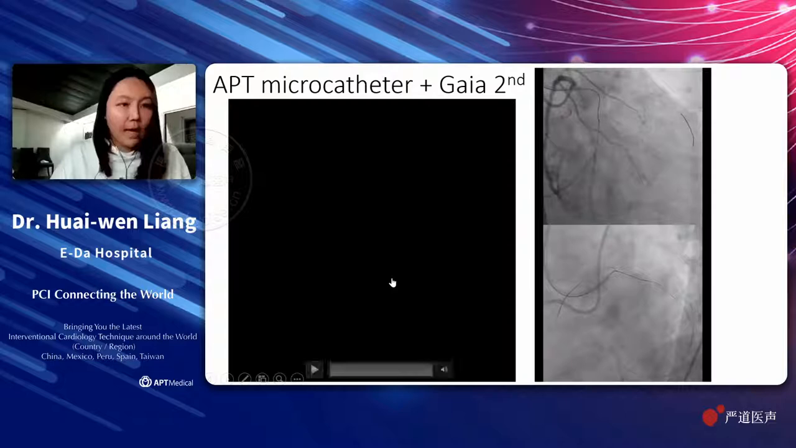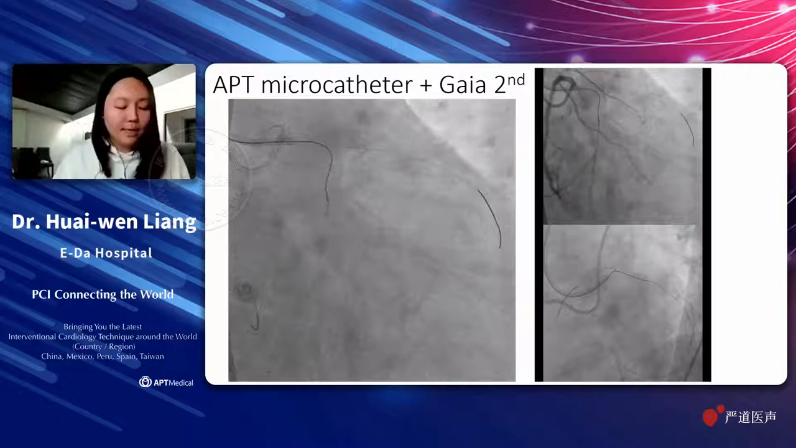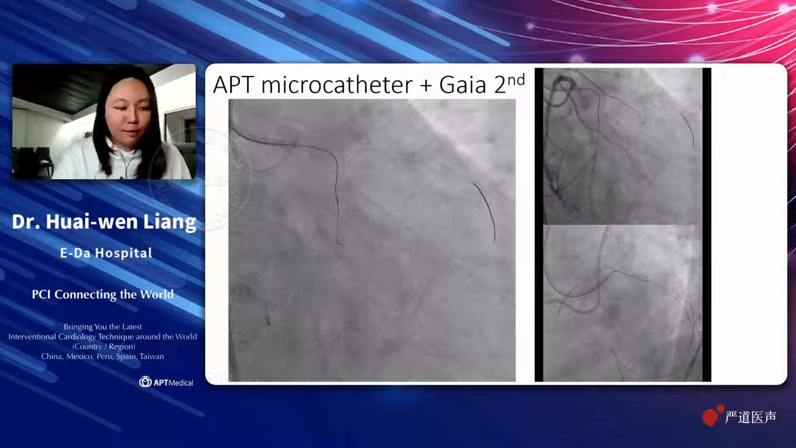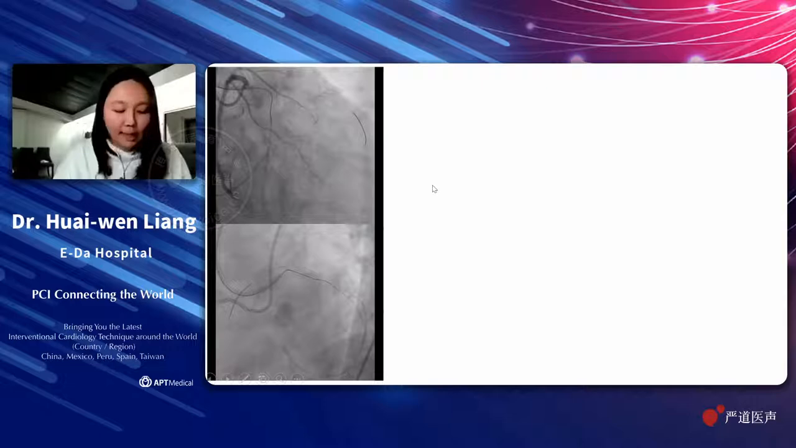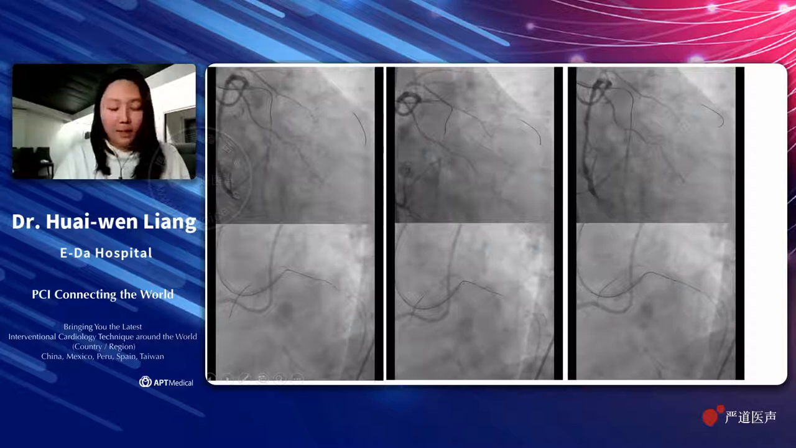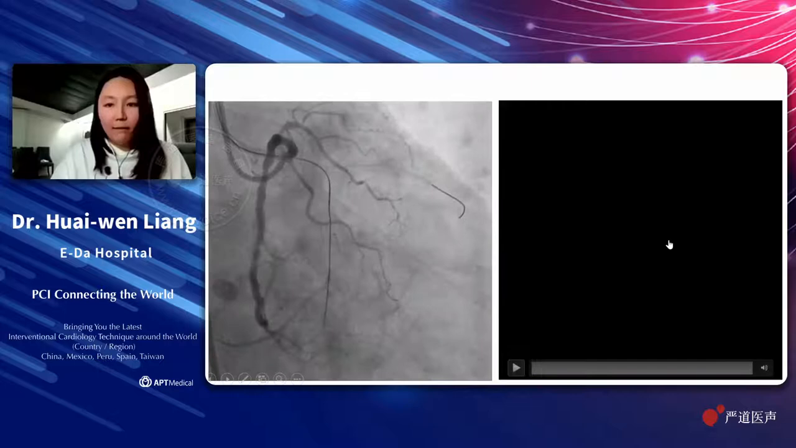After the Xiang wire touched the total occlusion, I switched to an Asahi Gaia Second wire and manipulated the Gaia wire gently. And like Professor Du just said, when we perform CTO, bilateral orthogonal view is very important because it guides us to control our wire direction. So by bilateral orthogonal view, I controlled my Gaia wire gently. And finally, the Gaia wire crossed the distal cap with APT microcatheter support. And let's see, the Gaia wire finally crossed the distal cap.